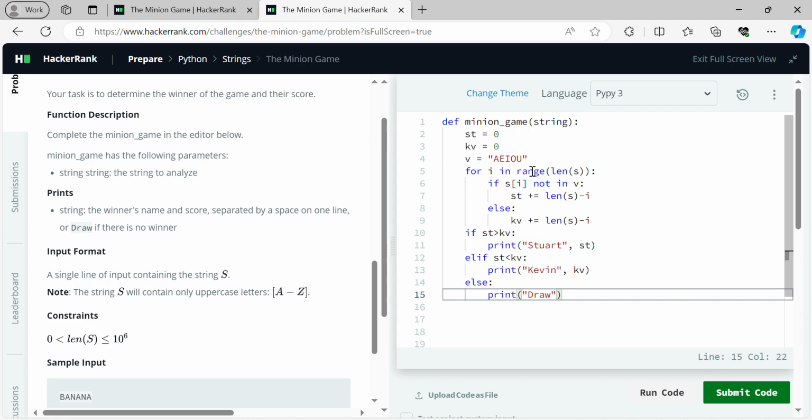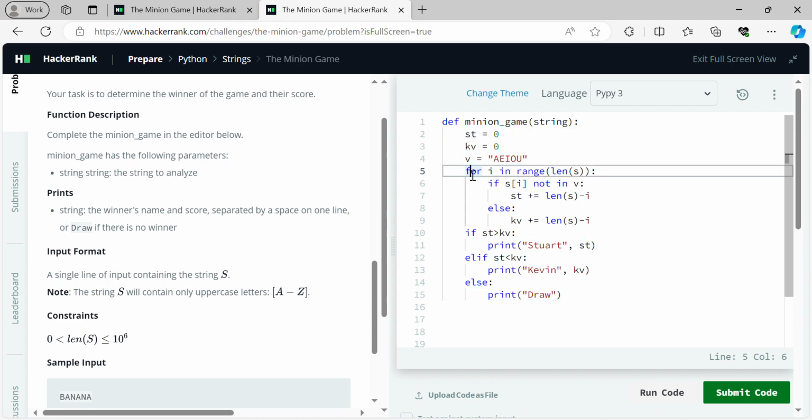If you see here, why I am taking st equal 0, kv equal 0. Initially, for this requirement, we need to increment the value whenever we get a consonant value in this place, like that. These three lines I am initializing initially. If I explain from the for loop, you can understand why I'm taking this.